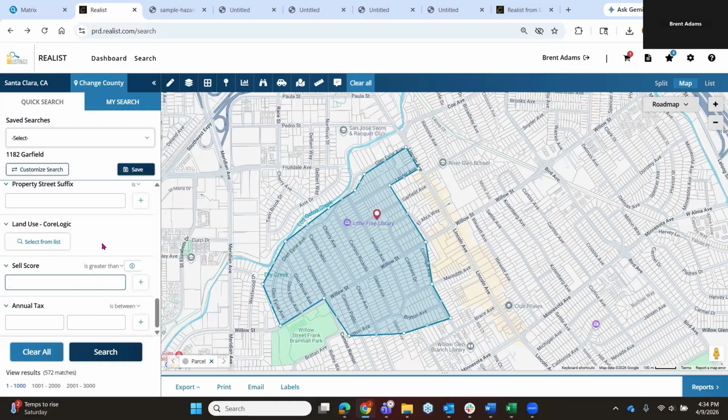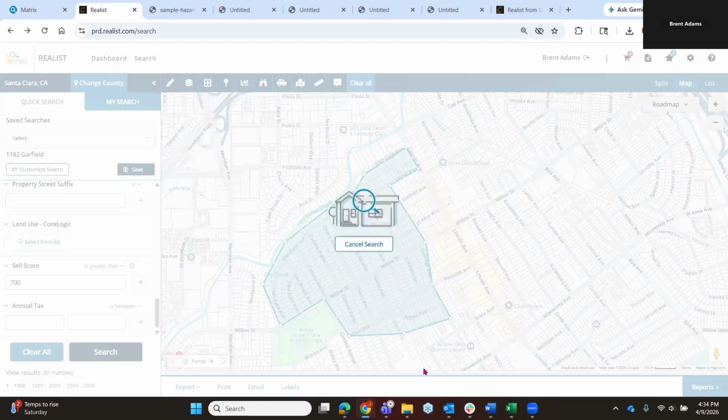And what I'll do here is I'll find properties that have a greater than sales score of 700. That's going to be really in that higher upper quarter of properties that we think might be willing to sell in the next 6 months. I've now gone from over 500 properties down to just 81. All I need to do is hit that search button.